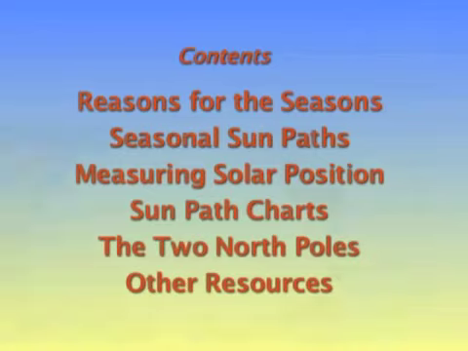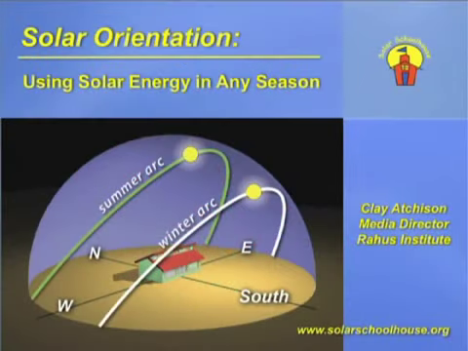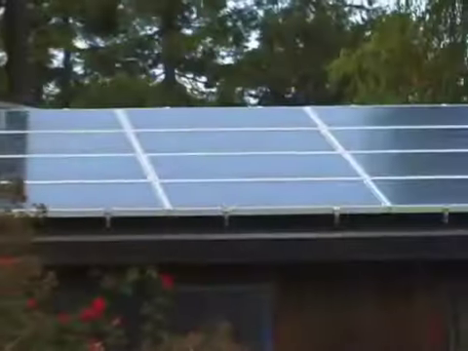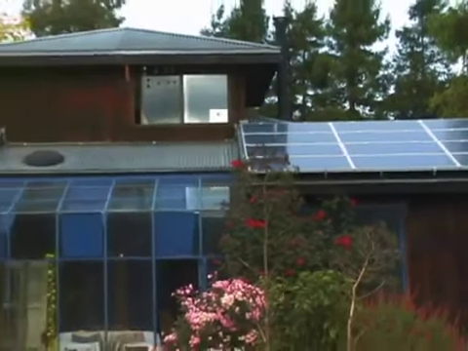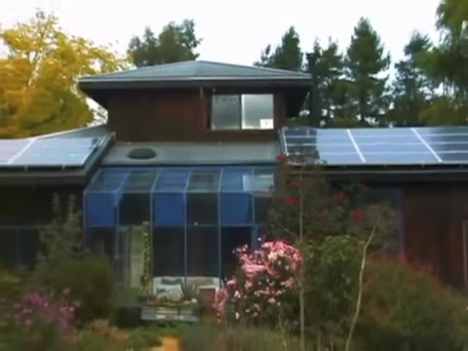Let's get started. Solar orientation is basically the process of aiming something at the sun. This is important because any solar technology, like a solar panel or a sun oven or even a passive solar home, receives the greatest amount of energy when pointed or oriented at a direct 90-degree angle toward the sun.